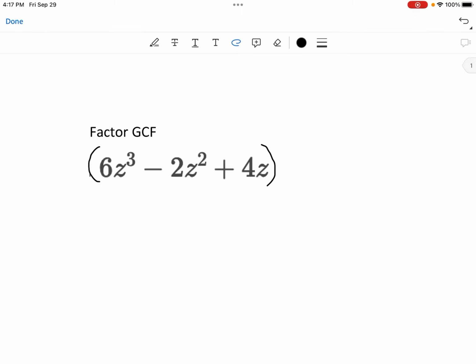One way to think about this is 6 is the same thing as 2 times 3. And why focus on the number 2? They're all even numbers. Now, over here in the next term, it's already got a 2. This is great. But the 4, you can think of it as a 2 times a 2. And so when we're factoring, we're taking what they all have in common. In this case, it's a 2.